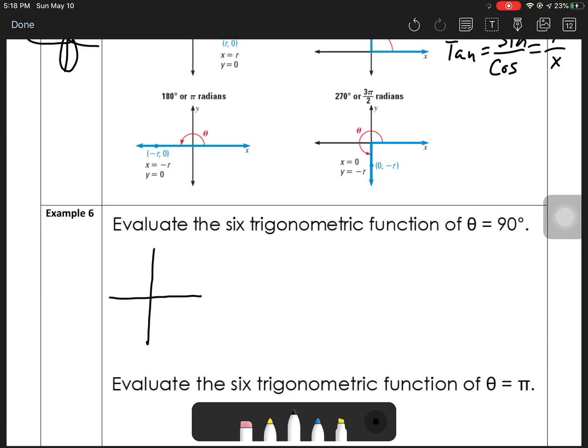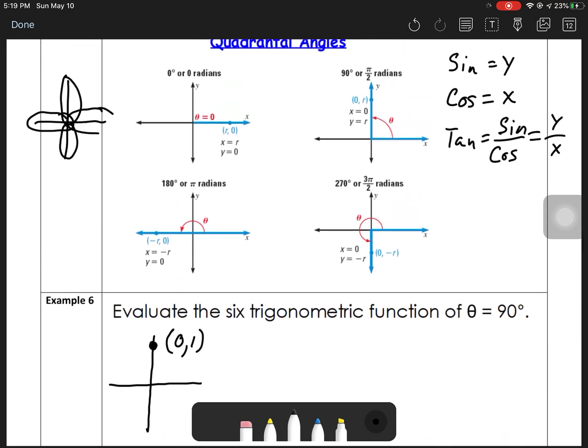So what this means, theta equals 90 degrees would be a right angle. So our point is going to be right here. Whenever it's on one of these points, we're going to think of it as just extending out 1 unit. So if this were to go 90 degrees and it goes up 1 unit, that coordinate would be 0, 1.